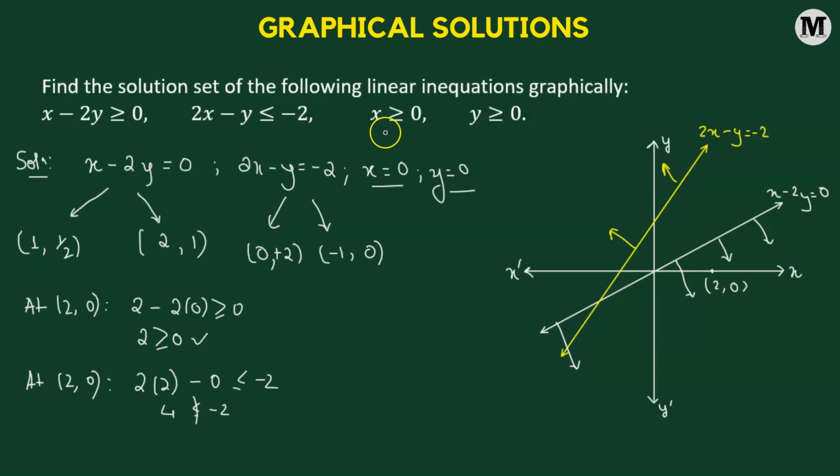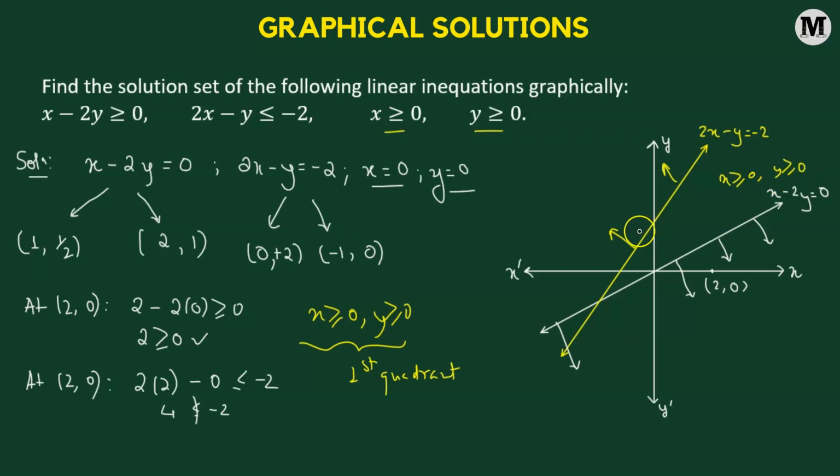Fine. And then coming to the last two inequalities, x greater than or equal to 0 and y greater than or equal to 0, together they represent the first quadrant. So this is representing the first quadrant. Let's note it down: we have x greater than or equal to 0, y greater than or equal to 0.